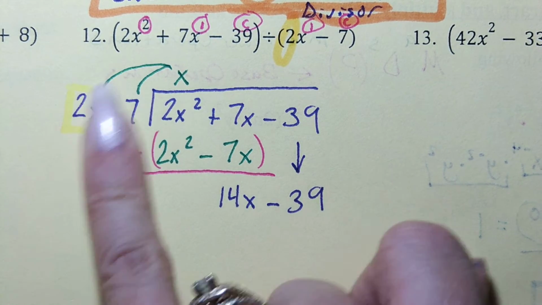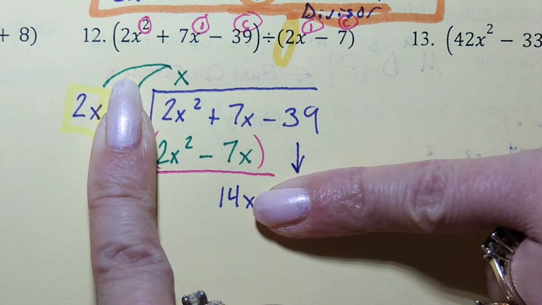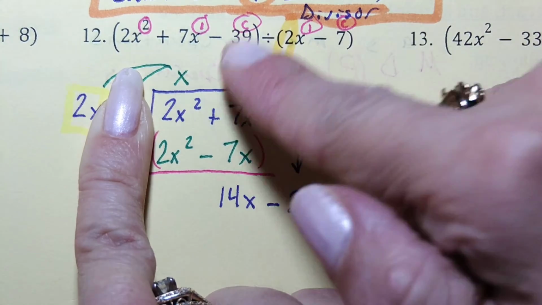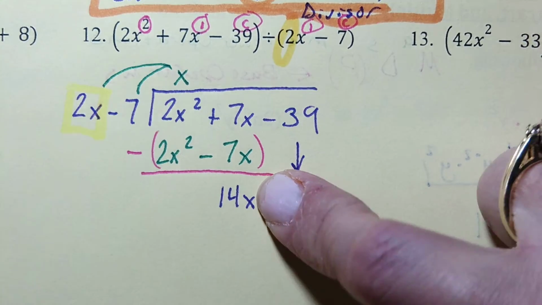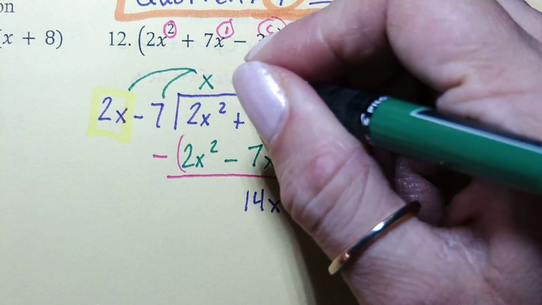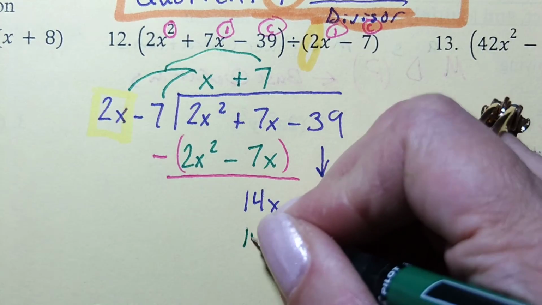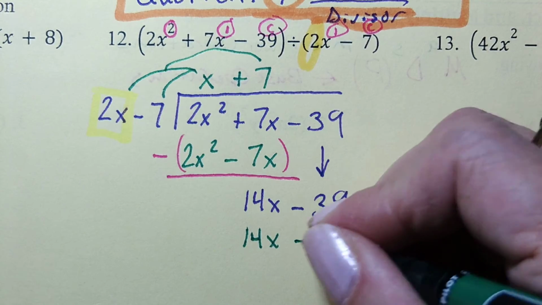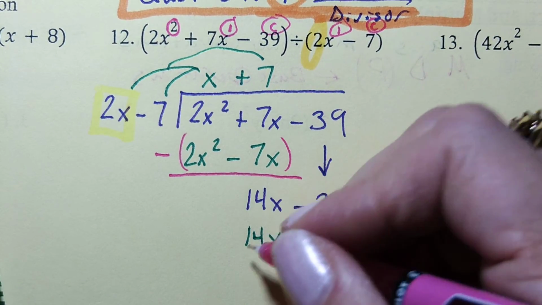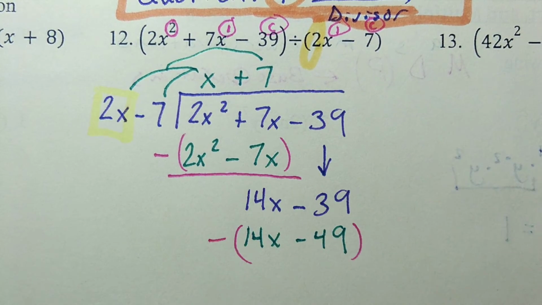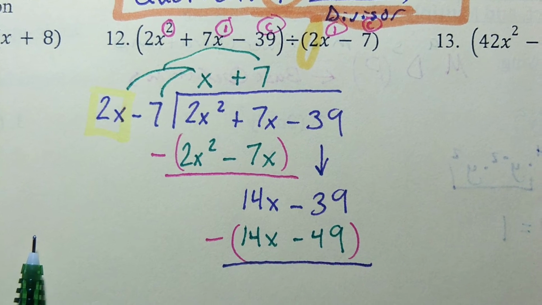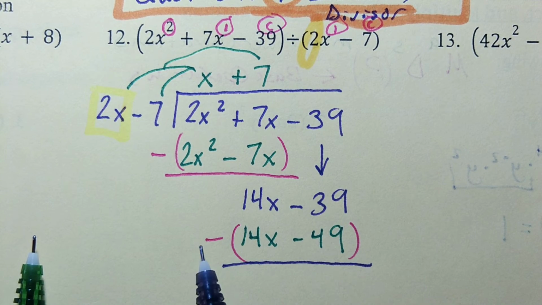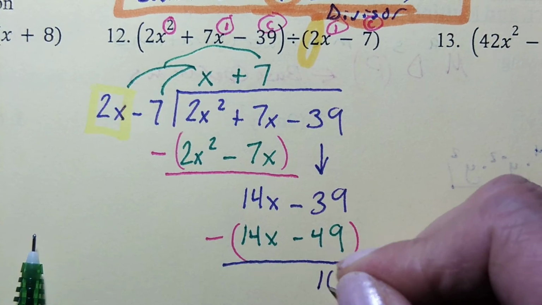So 2, ignoring the tag-along term, ignoring that negative 39. 2 times what on the dividing house gets me 14? 7. X times what gets me x? We've already got x, so I only need a plus 7. Times the leader term, 14x. Times the tag-along term, negative 49. Enclose in parentheses and subtract. 14x minus 14x, 0. Negative 39 minus a negative, so plus 49. So 49 minus 39 is 10.